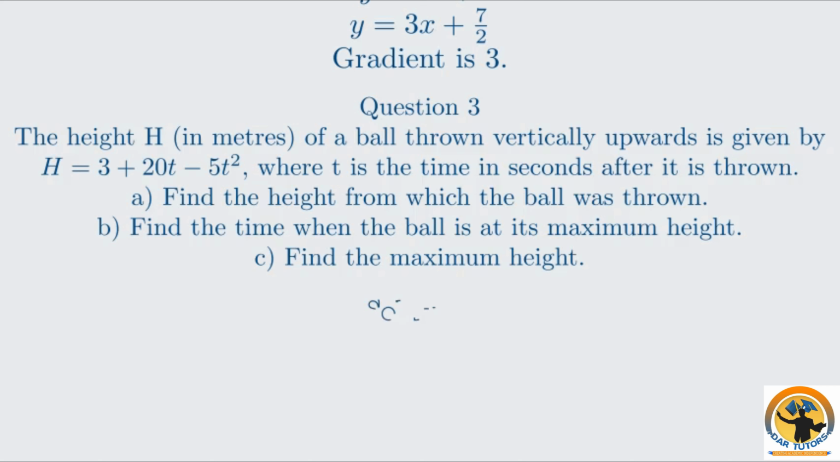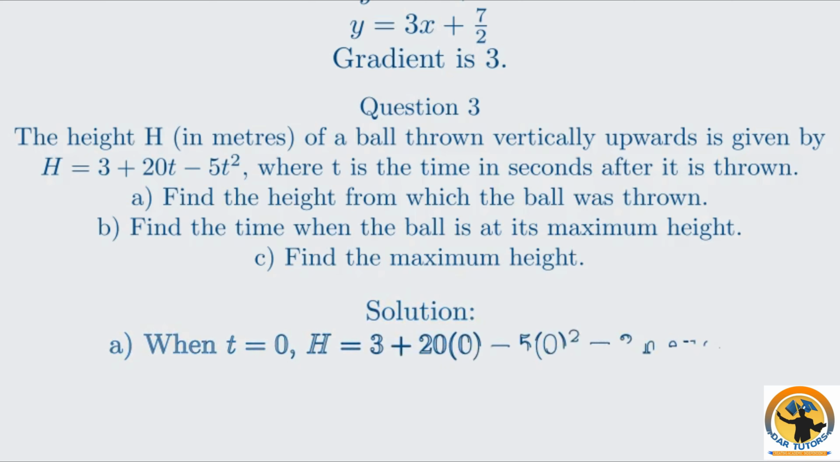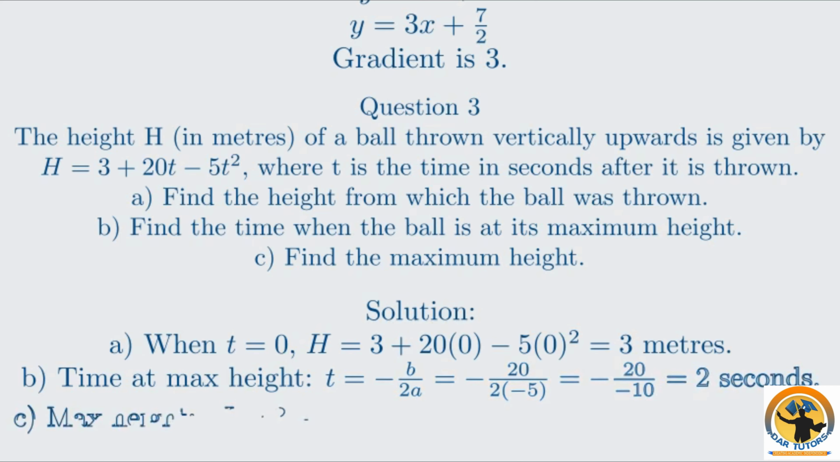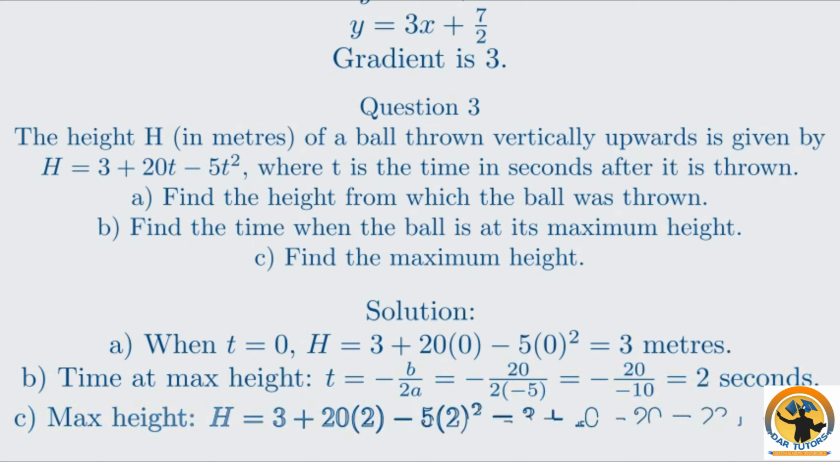This is not a linear equation, but a quadratic. The problem tests your ability to adapt your knowledge. For part A, the ball is thrown when t equals 0. H is 3 meters. For part B, the time at maximum height for a quadratic ax squared plus bx plus c is given by negative b over 2a. This is 20 divided by 10, or 2 seconds. For part C, we substitute t equals 2 into the equation, which gives a maximum height of 23 meters.